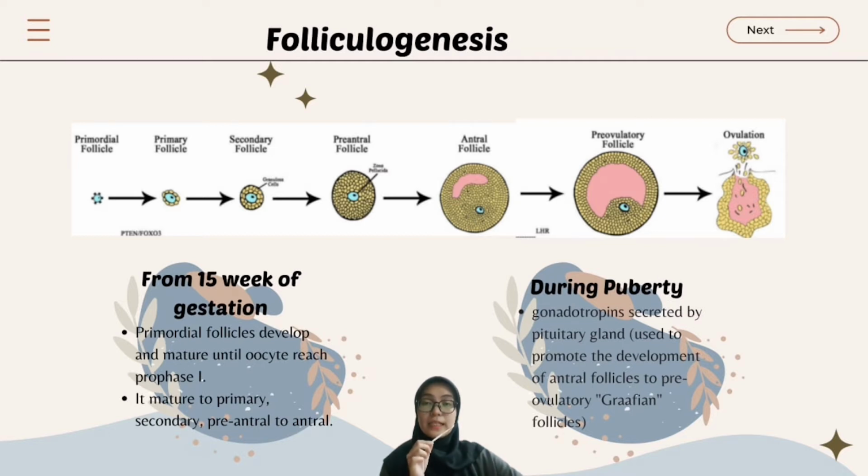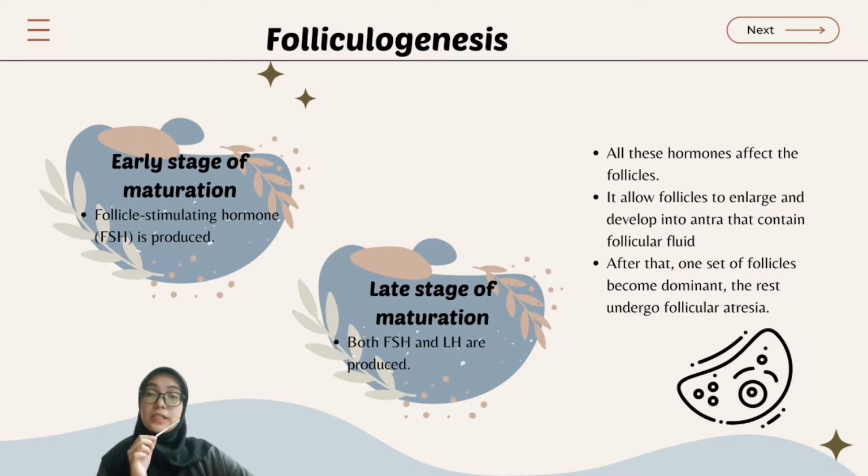Graafian follicles. During the early stage of maturation, follicle-stimulating hormone is produced. During the late stage, both FSH and LH are produced. All these hormones affect the follicles by allowing them to enlarge and develop into antra, which contain follicular fluid. After that, one set of selected follicles will become dominant, while the rest will undergo follicular atresia.